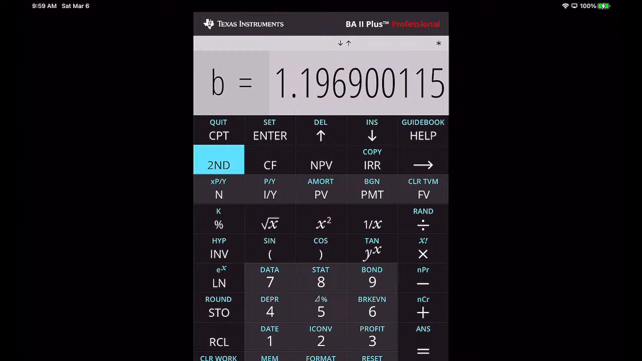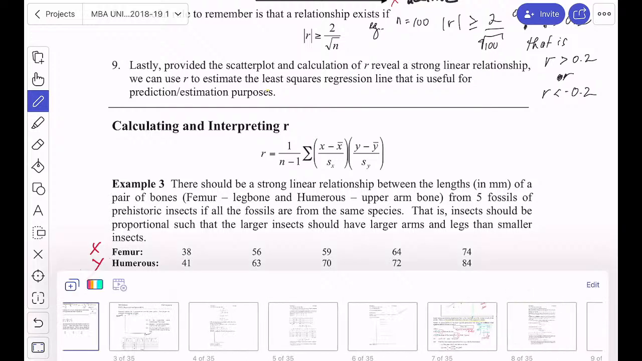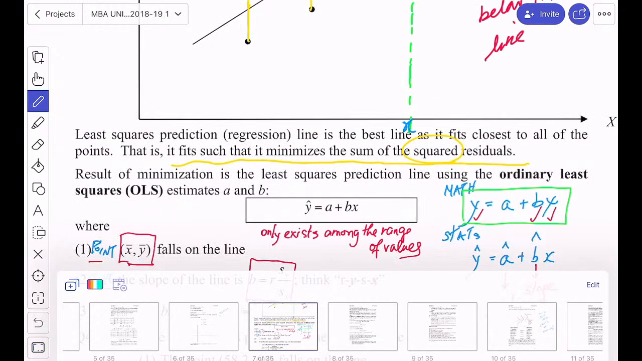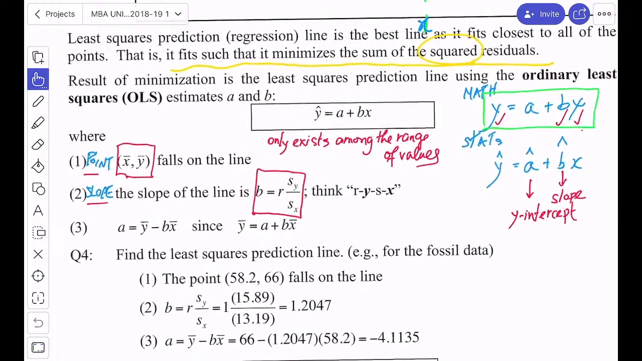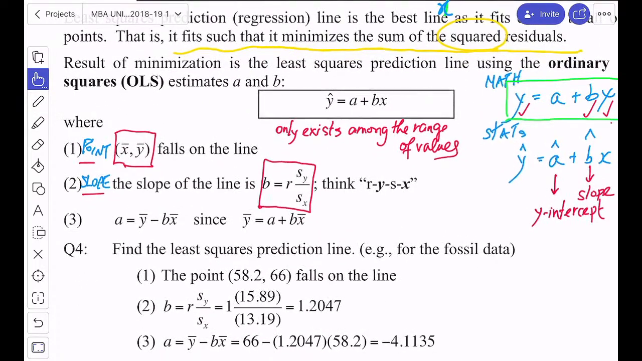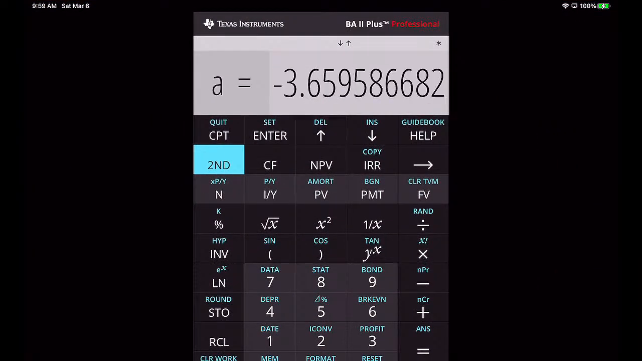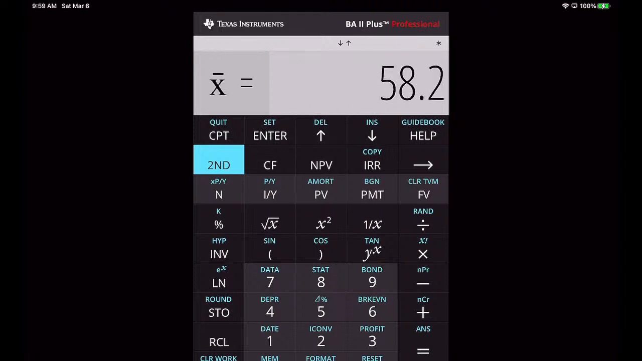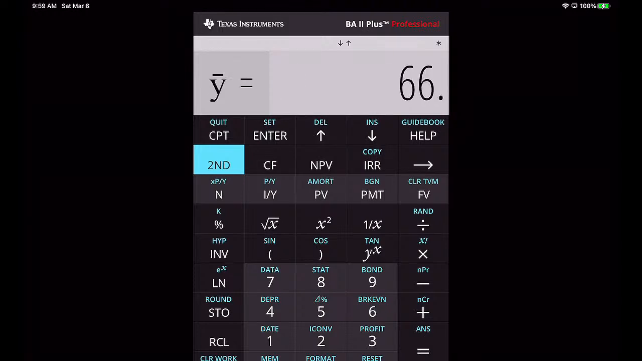Okay, so these were my A and B. Let's see here. What I have with what we were doing here, the two means would be the point. And if you go back, remember the means were 58.2 and 66. The mean for X was 58.2 and the mean for Y was 66, right?